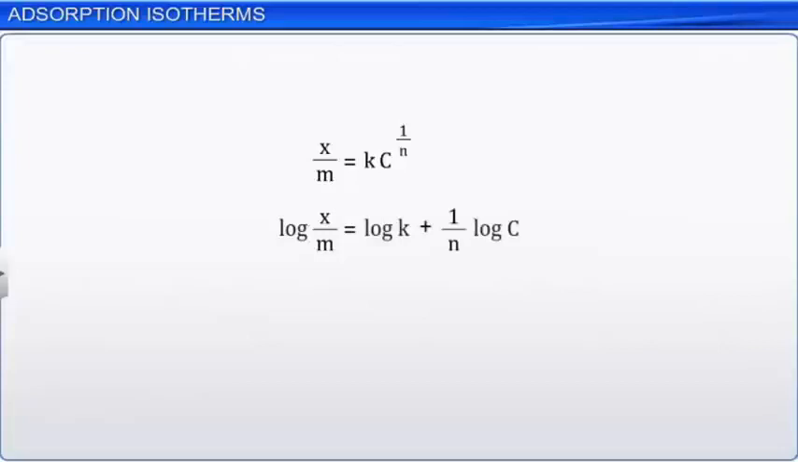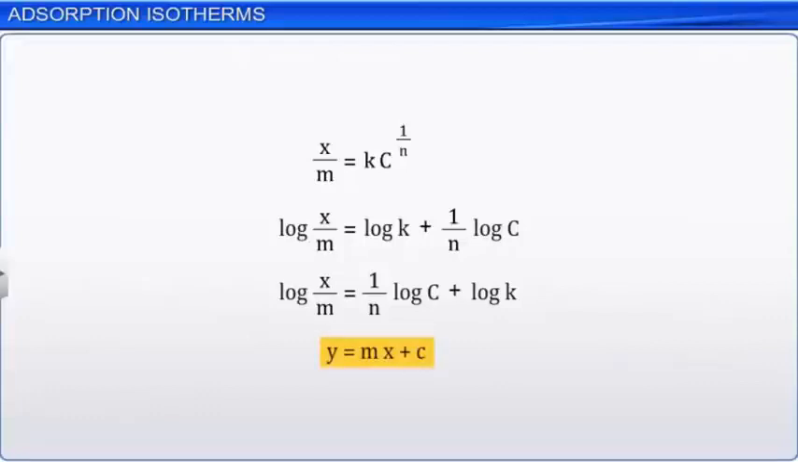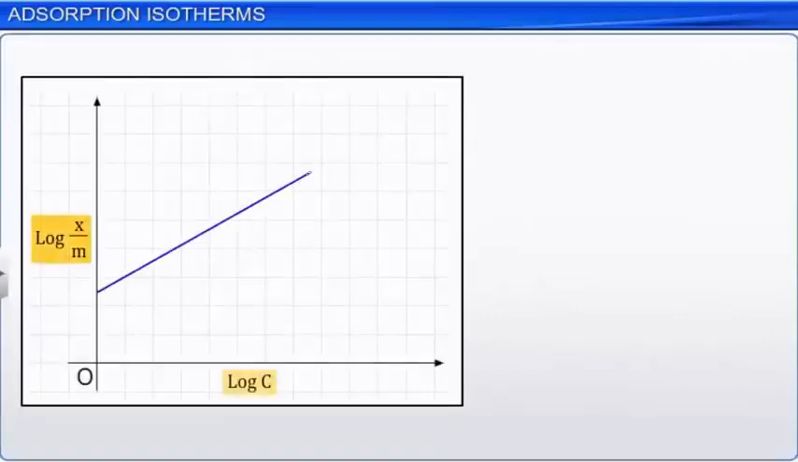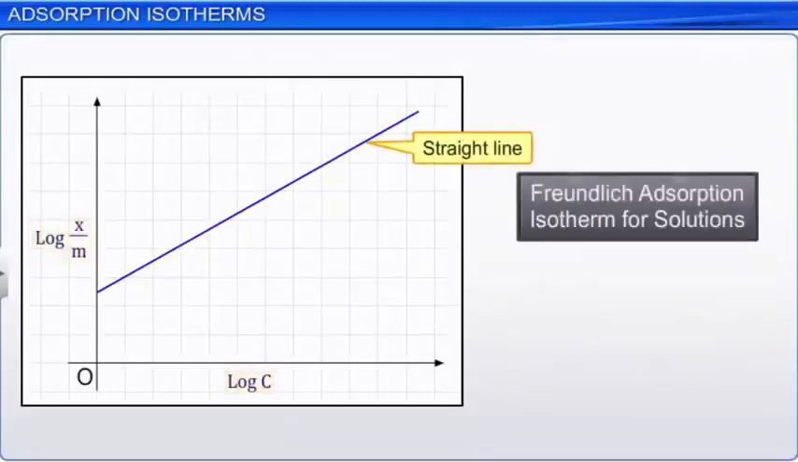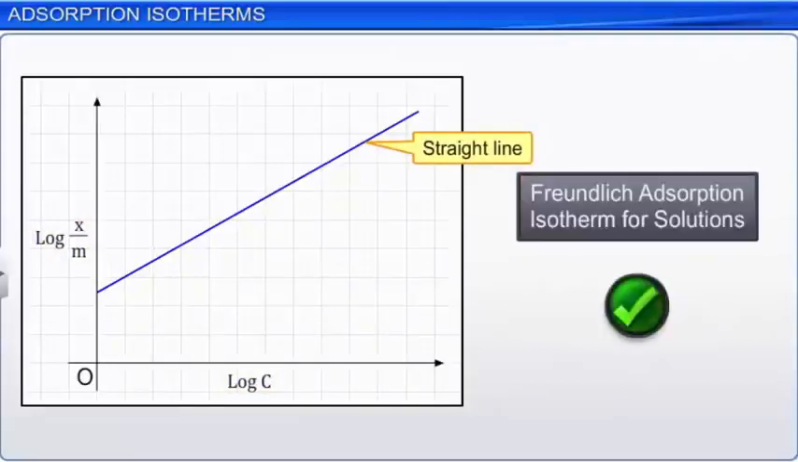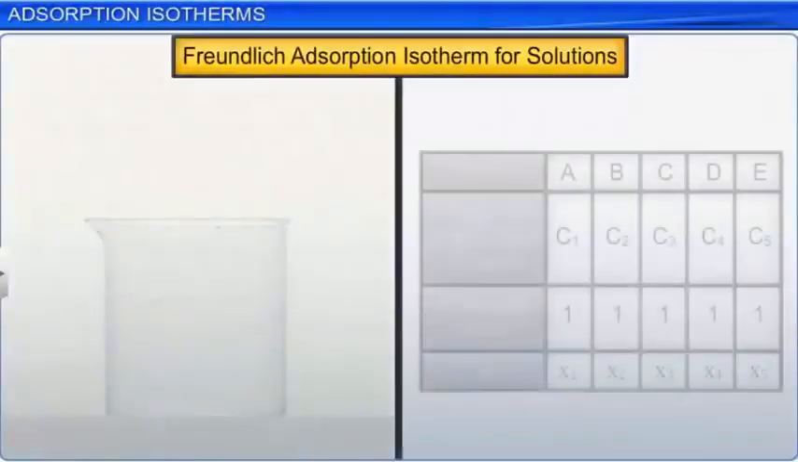This equation also corresponds to the equation of a straight line, y equal to mx plus c. If the graph between log x by m and log c is a straight line, then we say that the Freundlich adsorption isotherm for solutions is valid. The Freundlich adsorption isotherm for solutions can be tested experimentally too.